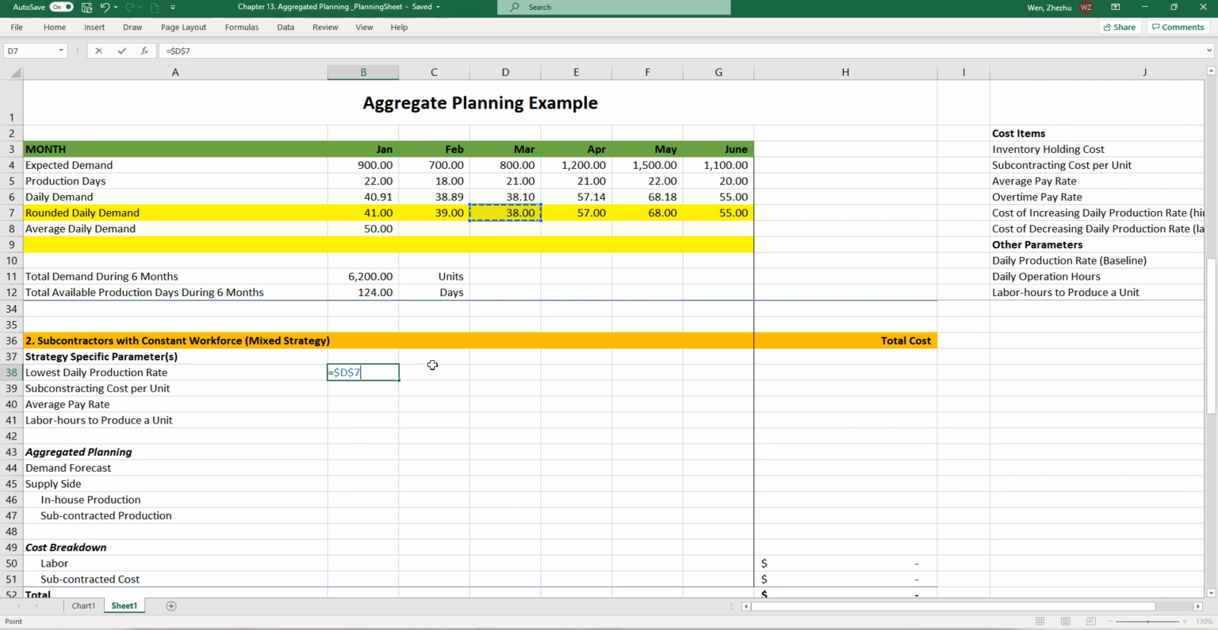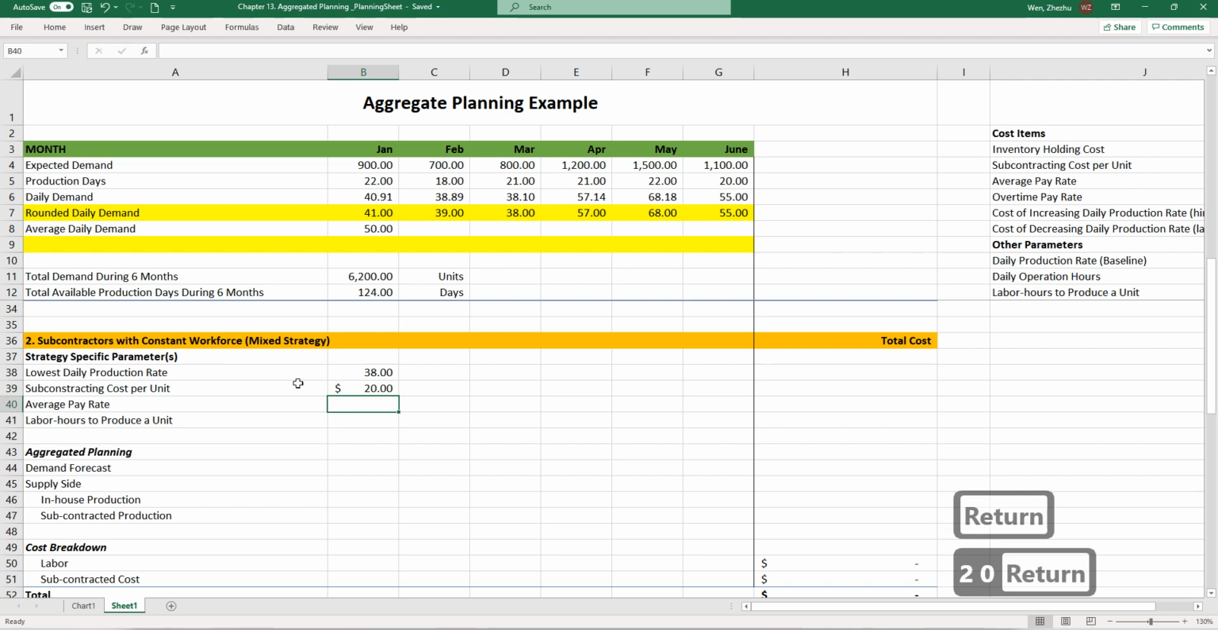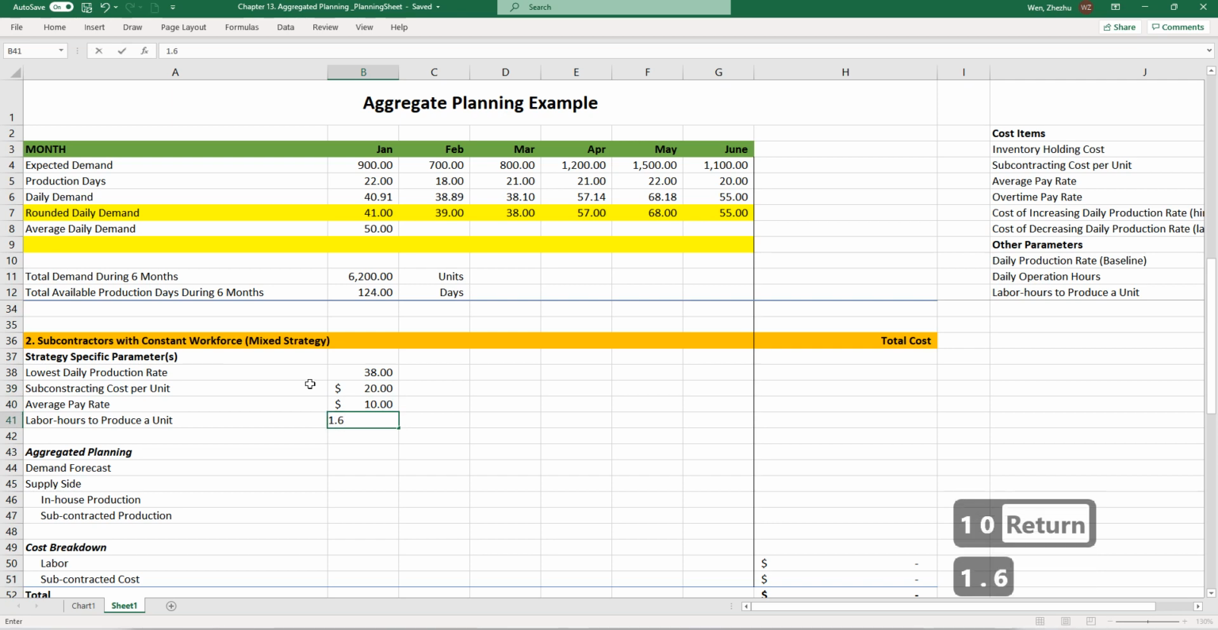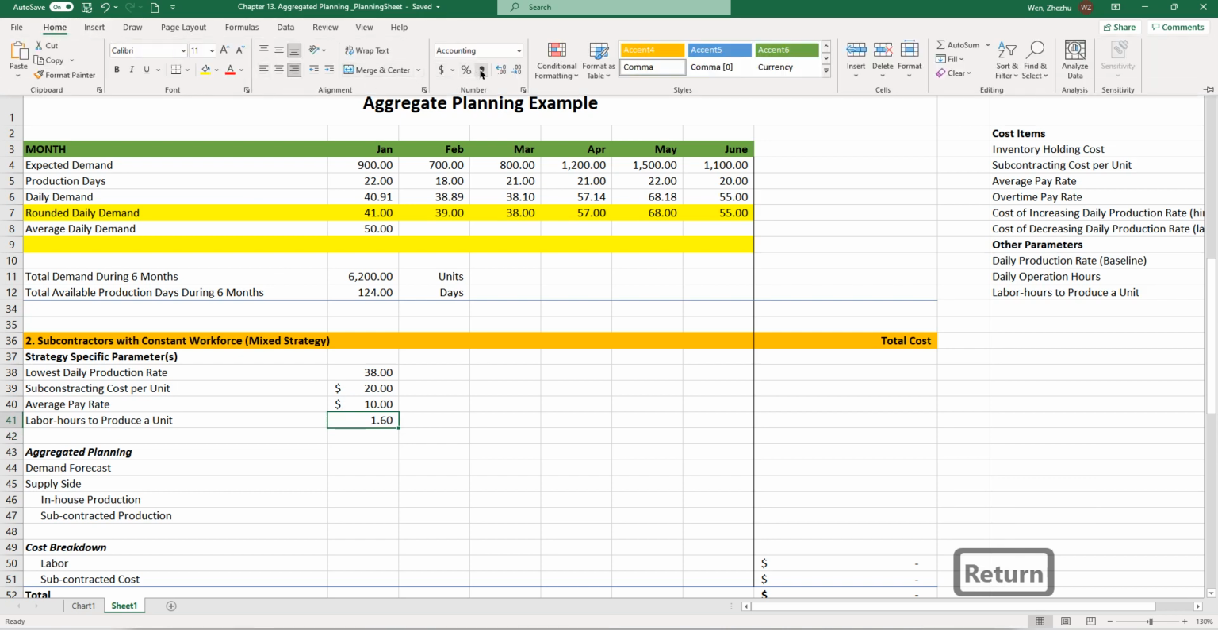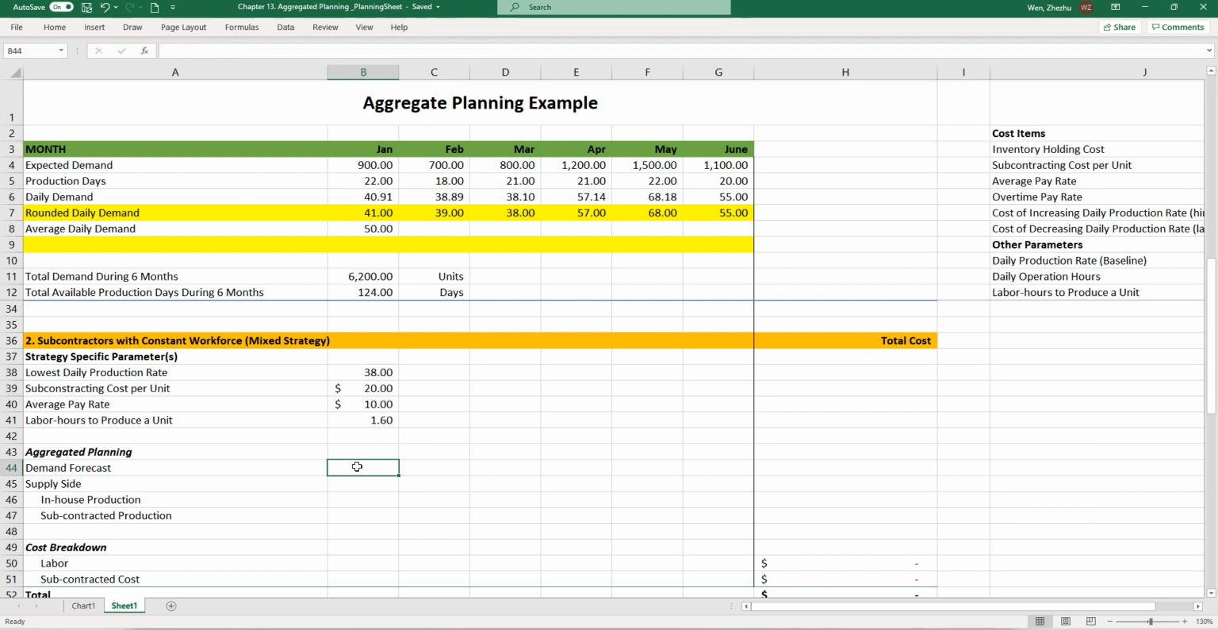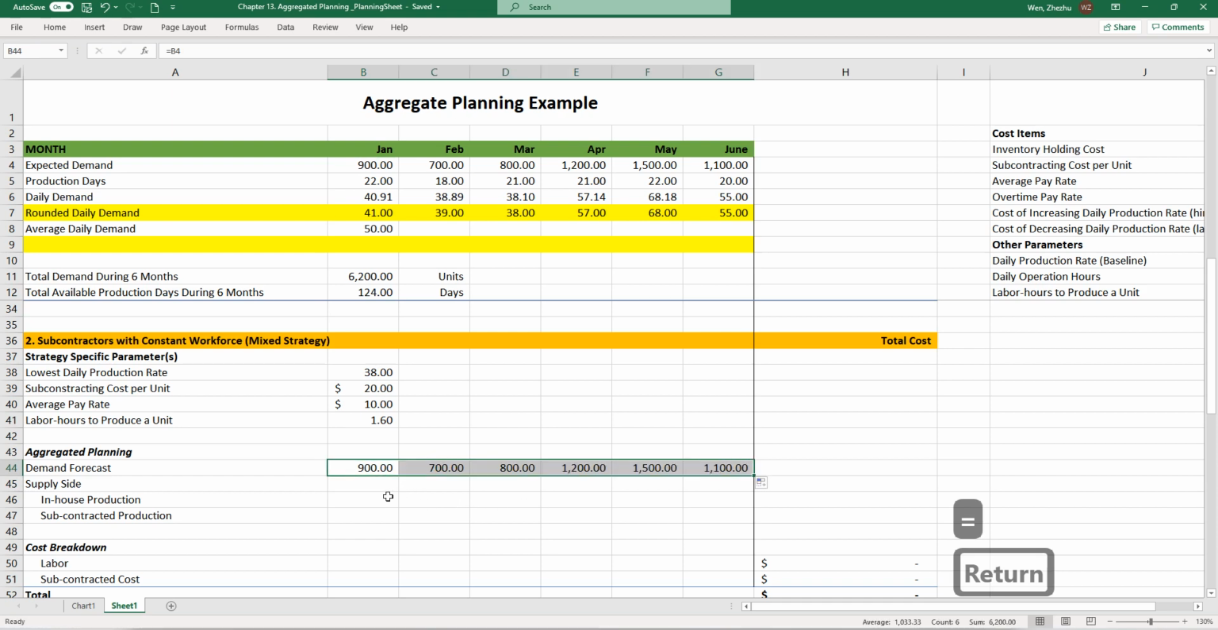So with that, I'm just going to use 38 for our lowest daily production, and subcontracting cost wise is $20, and average pay rate is $10, and labor hour to produce a unit is 1.6 hours per unit. Again, I'm going to fix this using absolute reference. All right, and demand forecast wise is the same. It's all the same.